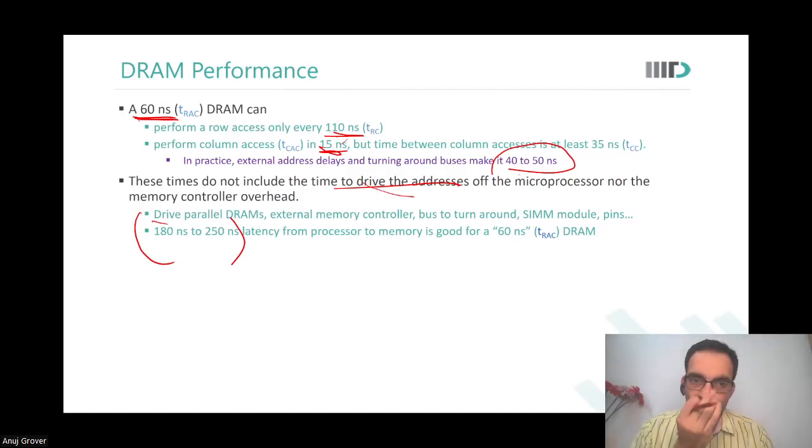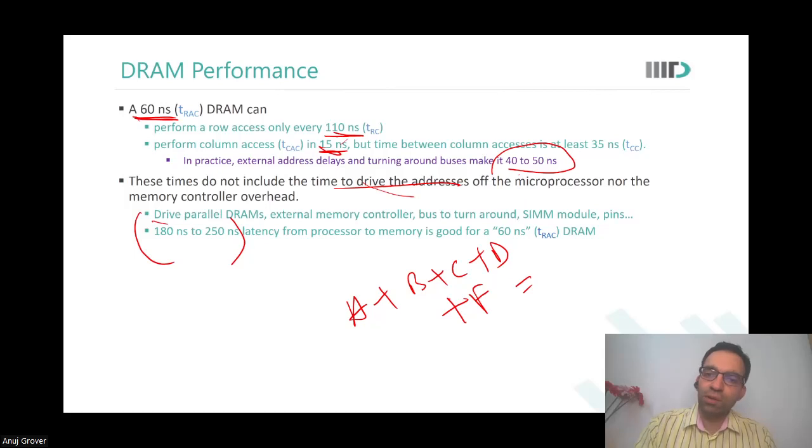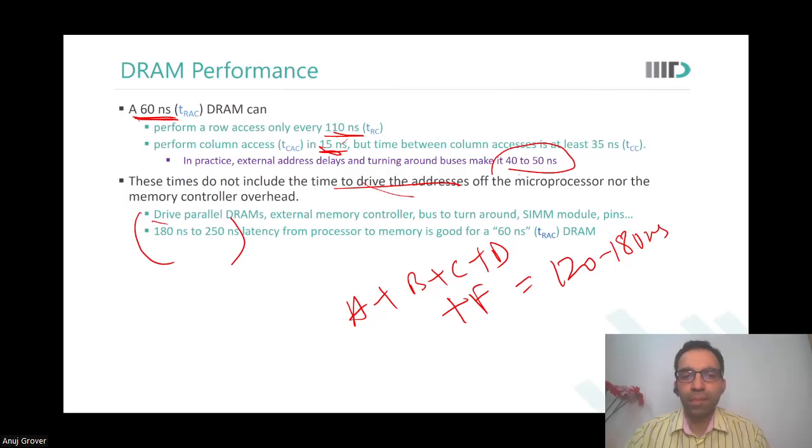Is that okay? So that is A, B, C, D, E, and F. So A plus B plus C plus D plus F is a huge amount. Could be anything between 120 to 180 nanoseconds, whereas your memory TRAC is at 60. Is that okay?